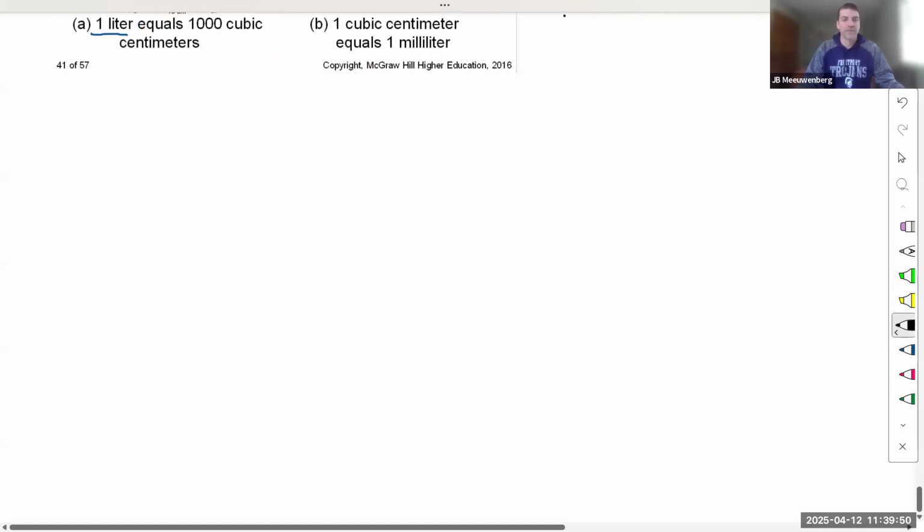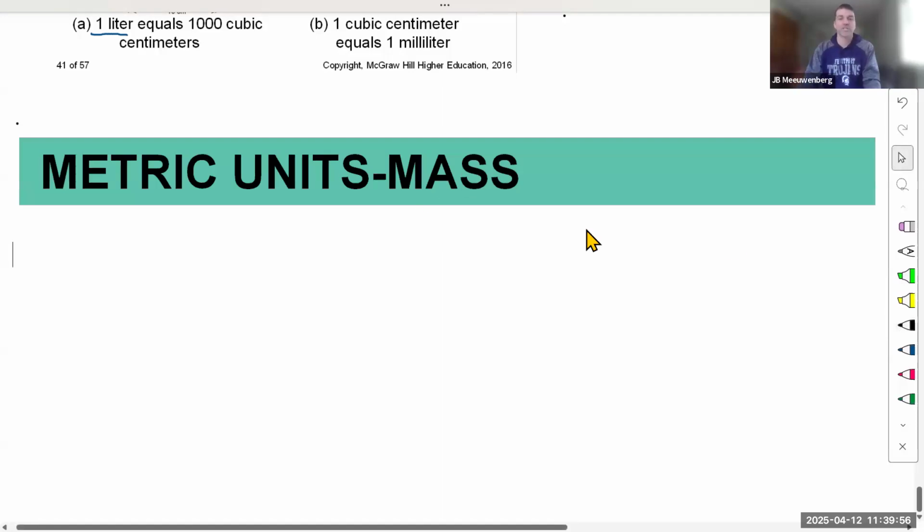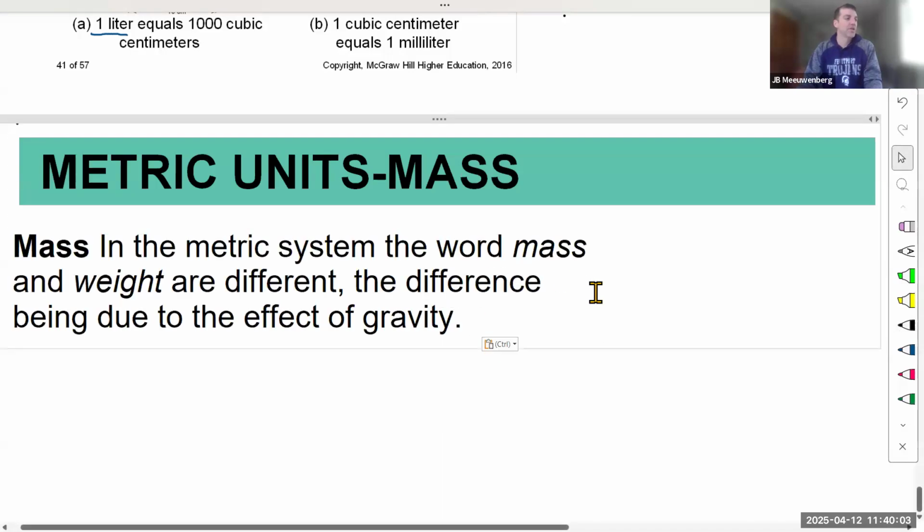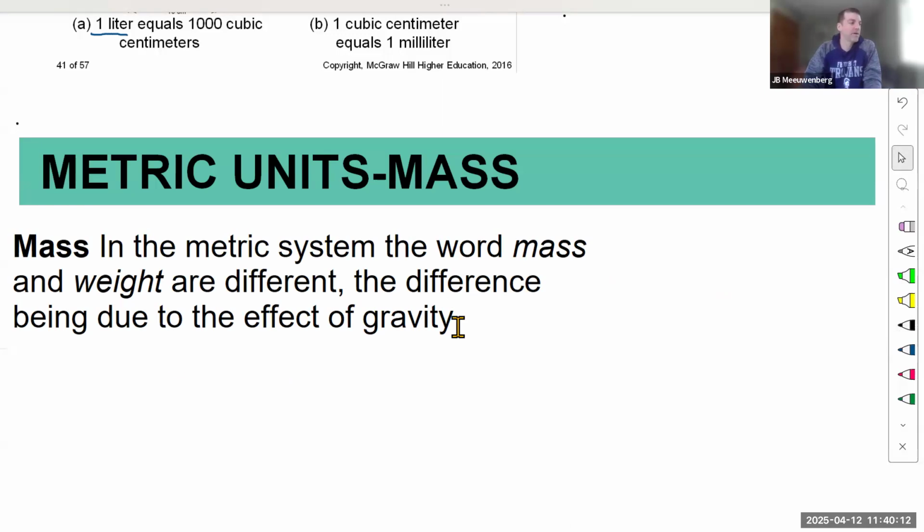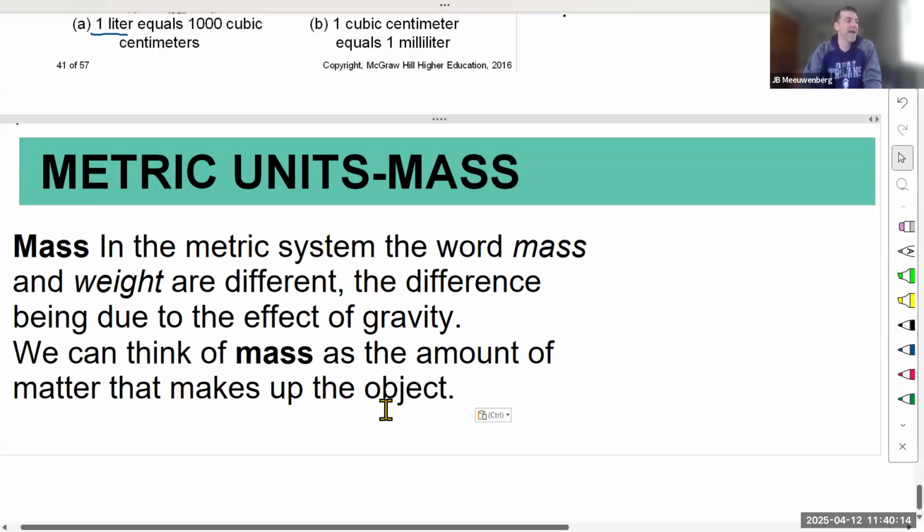And so finally, let's talk about the metric unit of mass. Now, mass and weight are connected, but they do measure slightly different things. The difference is gravity. Mass talks about the amount of matter that makes up an object. Write that down: mass is the amount of matter that makes up an object. Weight is how that's connected to gravity.